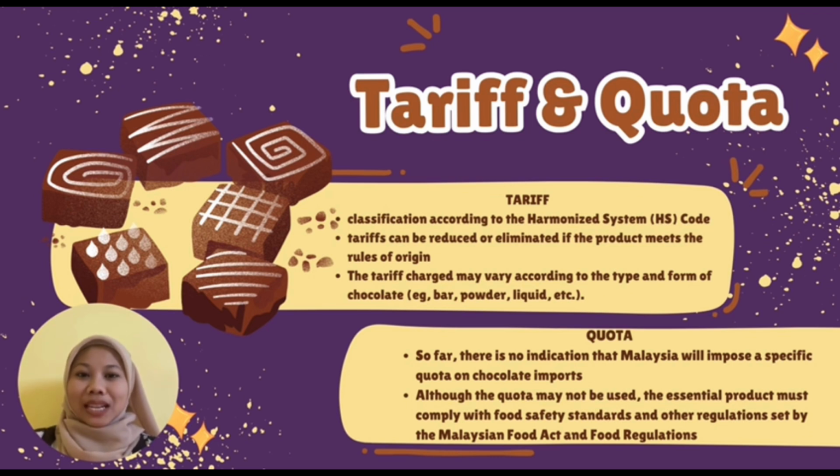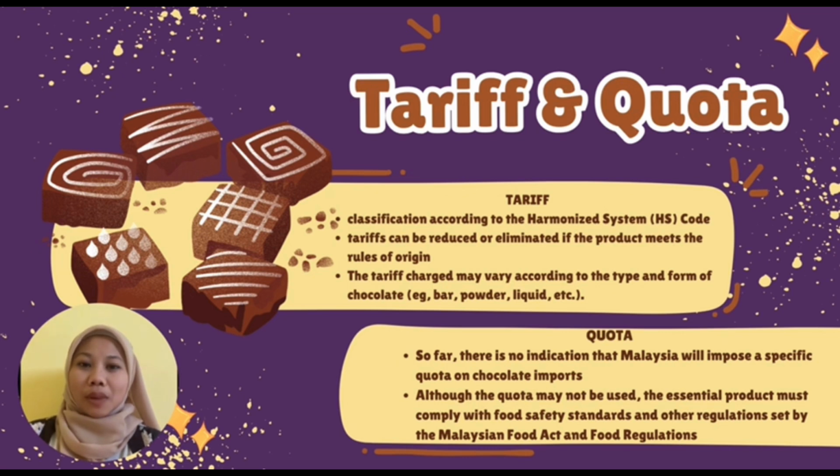Chocolate is usually classified under HS code 1806, so the tariff rate may vary according to the type and form of chocolate, such as bar, powder, and liquid. Second is quota. In addition to tariffs, Malaysia can also set quotas or quantitative limits to control the amount of chocolate imported. However, so far there is no indication that Malaysia will impose a specific quota on chocolate imports.